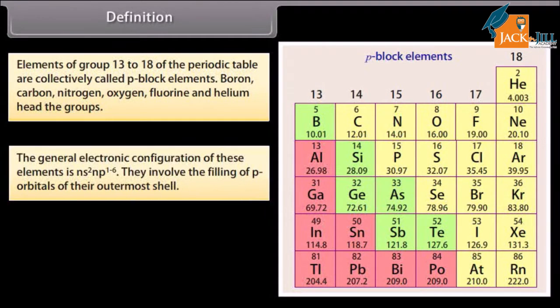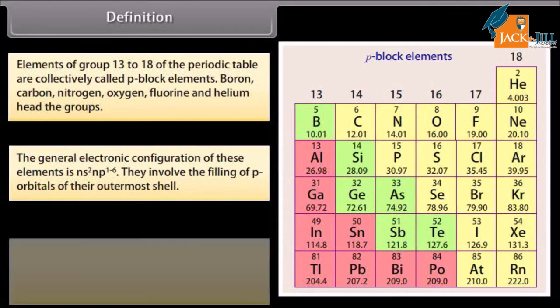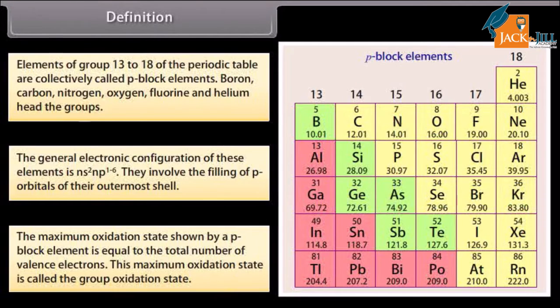The general electronic configuration of these elements is ns2np1 to 6. They involve the filling of p orbitals of their outermost shell. The maximum oxidation state shown by a P block element is equal to the total number of valence electrons. This maximum oxidation state is called the group oxidation state.